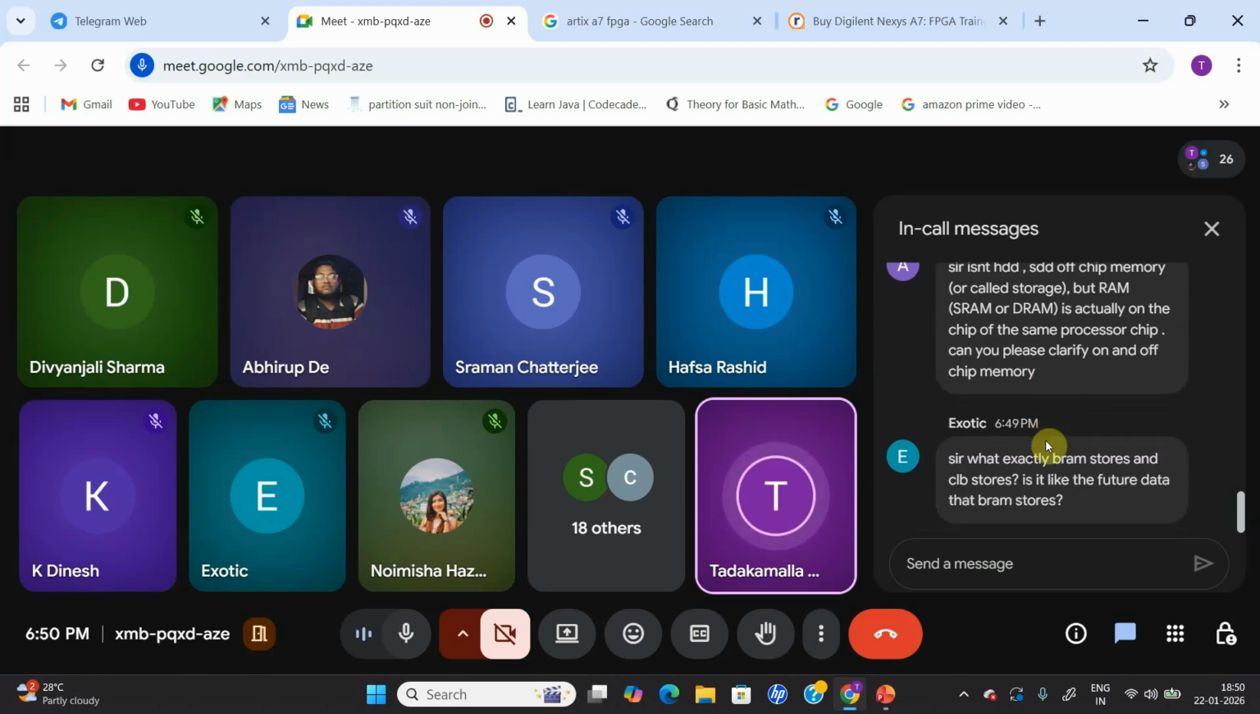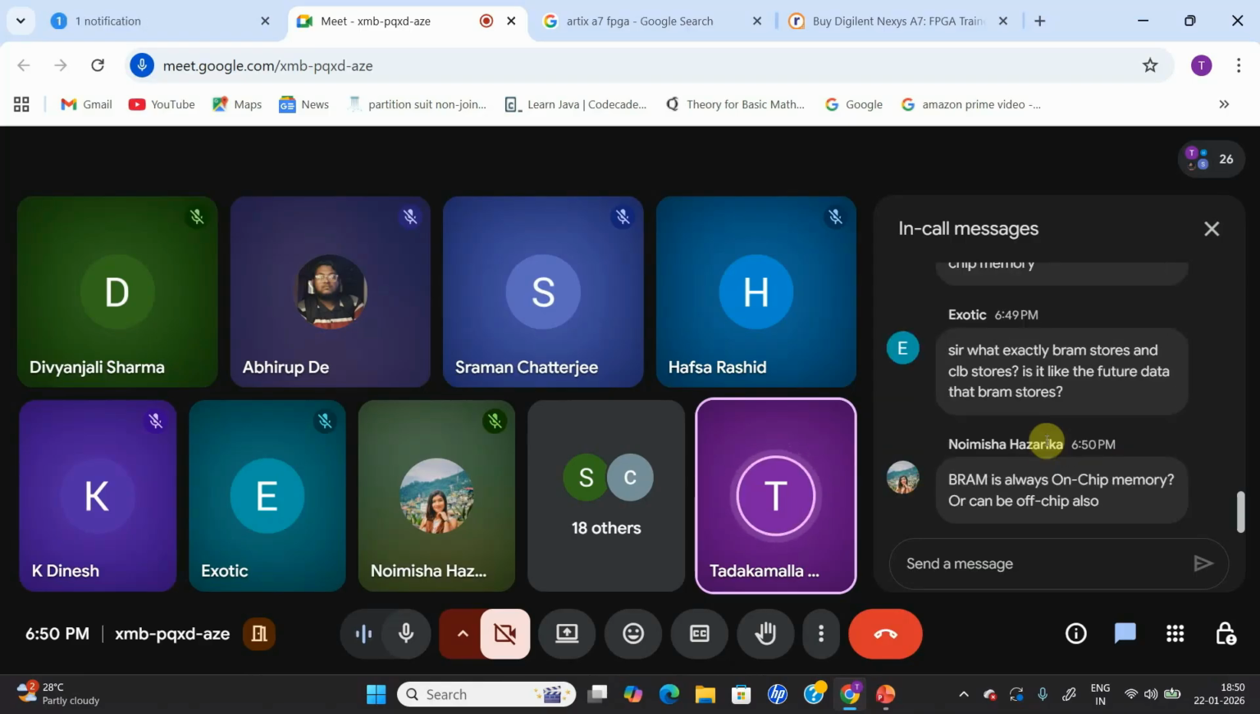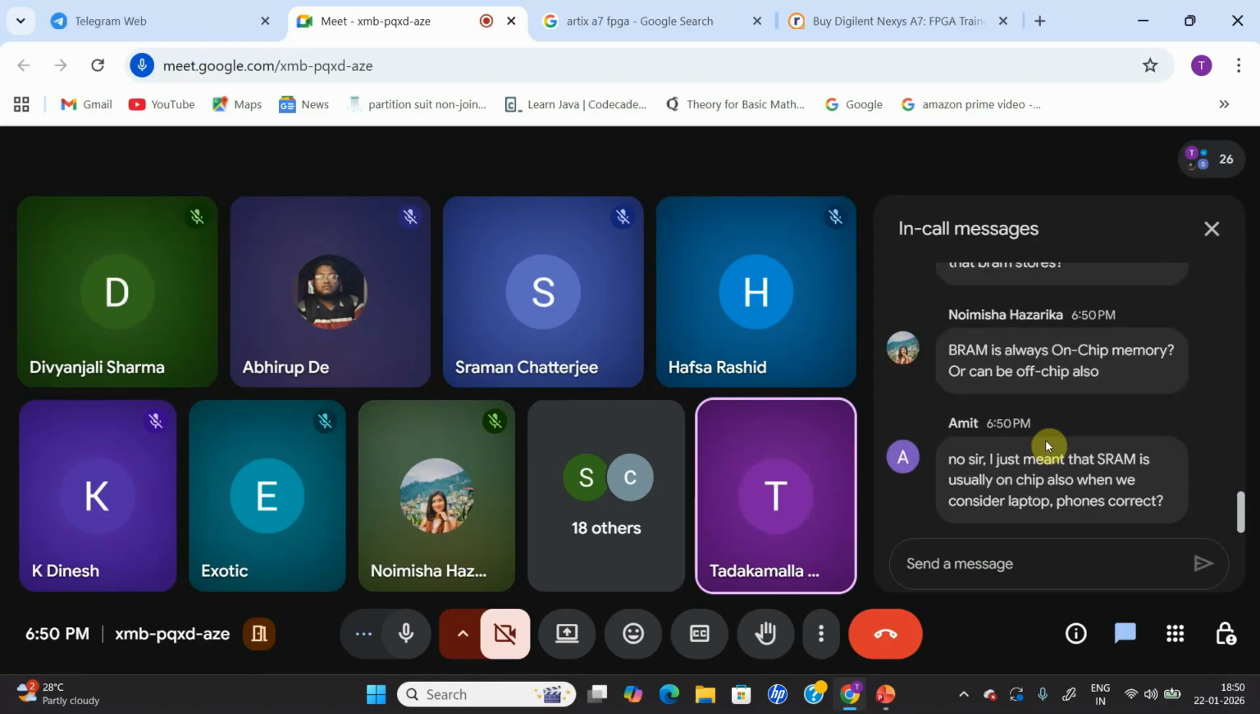So the thing is very simple. We have two types of memories. One is on-chip memory and another is off-chip memory. We are simply talking about on-chip memory, which is known as BRAM, a small memory unit which is present within the FPGA. What it stores, we are going to see later. BRAM is always on-chip. That's why it is known as block memory.